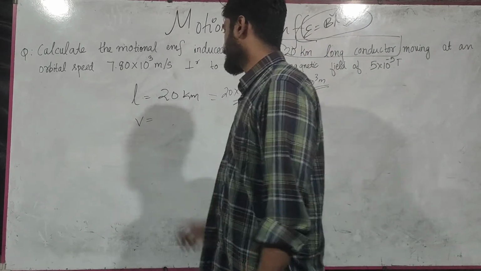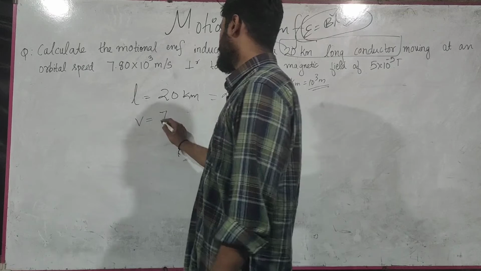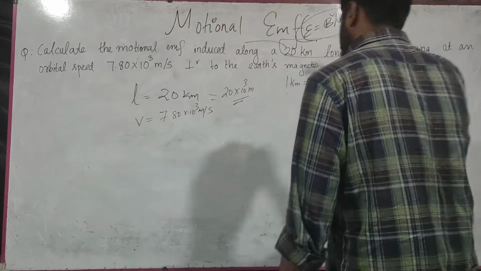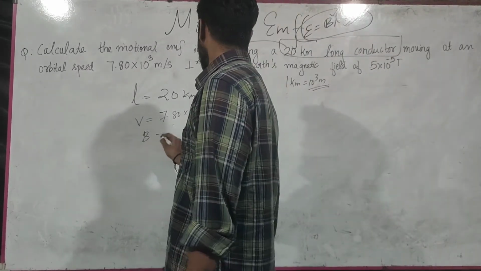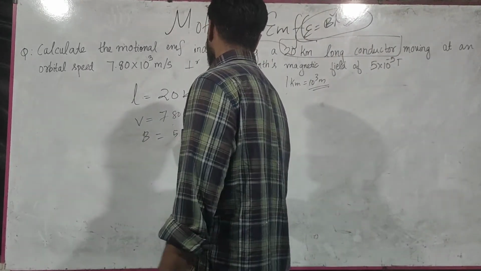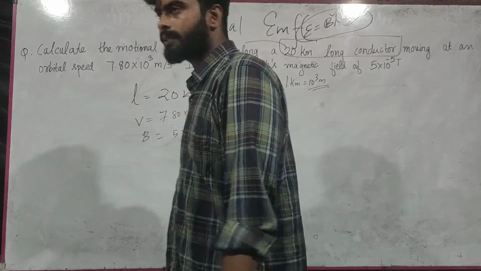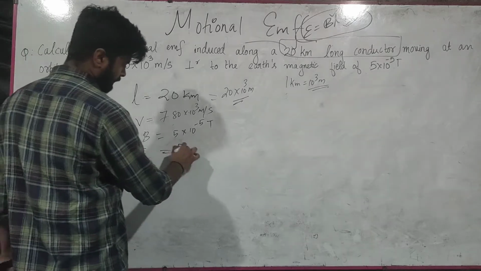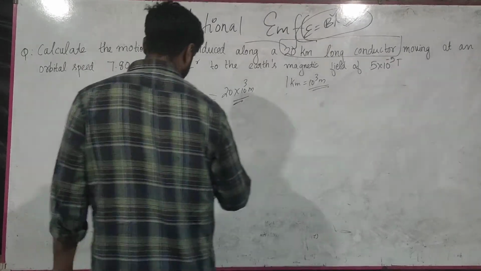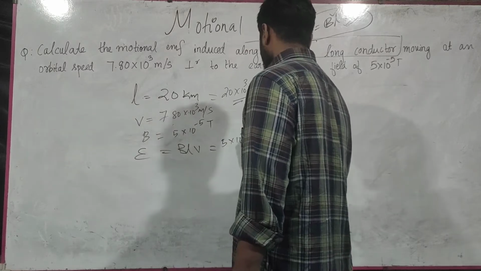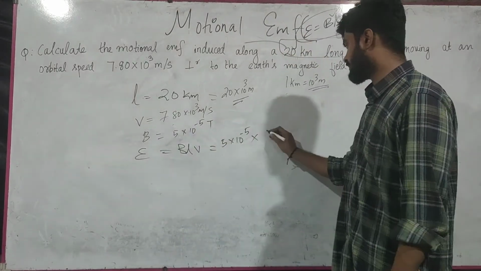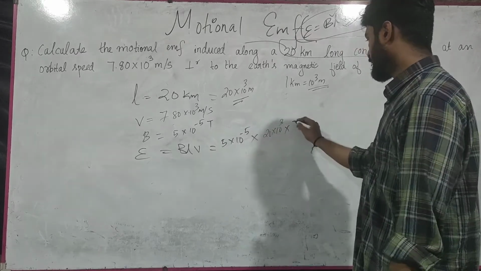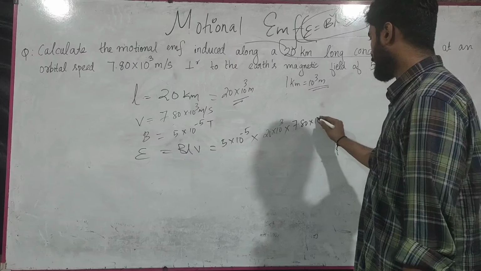So they have given you the velocity with which the conductor is moving, which is 7.80 into 10 to the power 3 meter per second, perpendicular to the Earth's magnetic field, which is B, 5 into 10 to the power minus 5 Tesla. What is the formula for finding motional EMF? It's BLV. B is 5 into 10 to the power minus 5, into L, L is 20 into 10 to the power 3, into velocity 7.80 into 10 to the power 3.